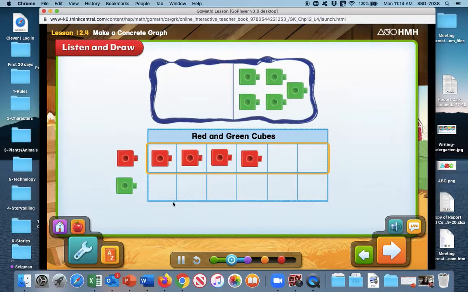How do we know the red cubes belong in this category? Because all of the cubes in this category are red. Place one green cube in each box in this row.